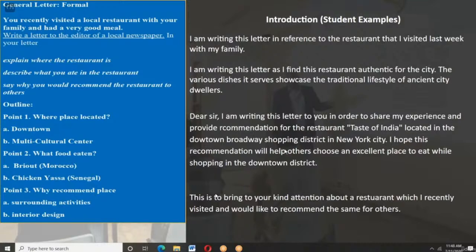"I'm writing this letter to share my experience, provide recommendation for Taste Identity, India." Period. Stop right there. Period. Stop. All this other stuff, located in downtown. All right. That's wrong. Right. You're not supposed to talk about location right now. And they're going to drop your score for doing that kind of stuff.